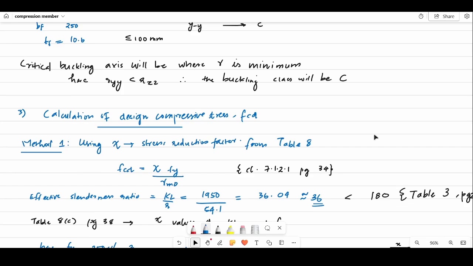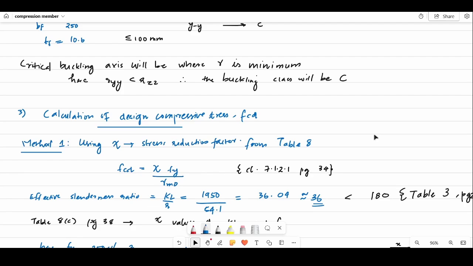Now our IS code has three methods. Basically, there are total three methods to calculate this design compressive strength. We can use any of the three methods, and always the last method is more accurate and more reliable. The other two methods are based on tables, so they give quick results. In the first method we will be using the stress reduction factor, that is Table 8. There are Table 8a, 8b, 8c and 8d, and a, b, c, d is for each buckling class.